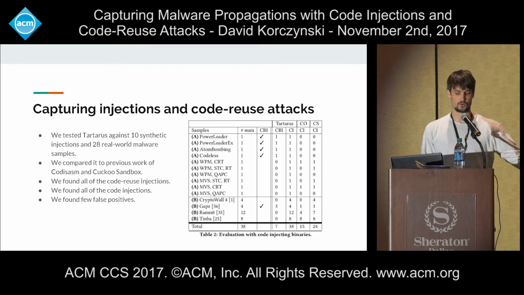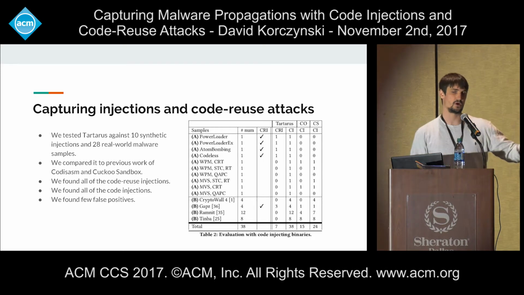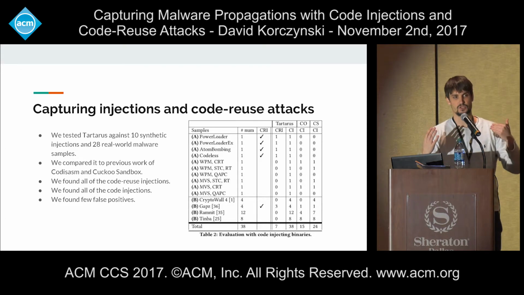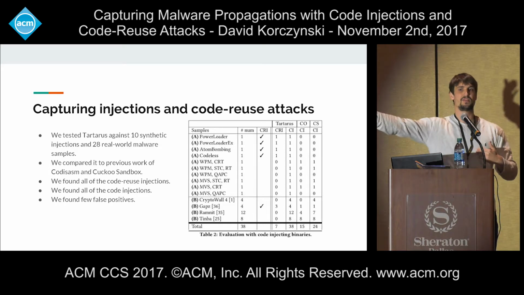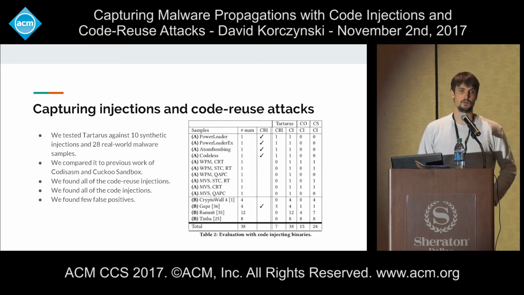We found all of the code injections. We did find a few false positives, meaning we sometimes see malware execution in a process which is not really malware execution, but usually what you see is 15 instructions executed in this process. They look potentially a little bit arbitrary, but 10,000 instructions executed in this other process. So it becomes quite clear where the real malware execution happens.